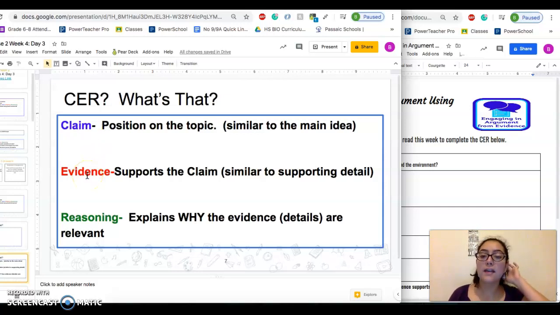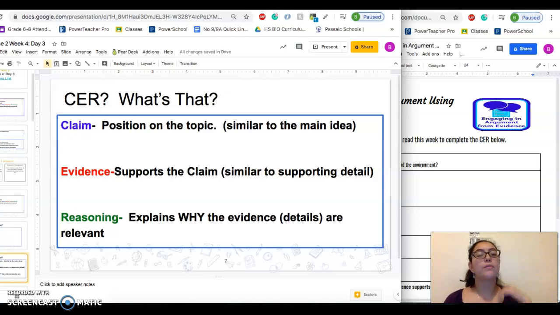Evidence. So the E is evidence. Your evidence supports your claim. So it's similar to the supporting details from yesterday. So you had your main idea and you had 3 supporting details. Just like that, it's also similar. Yeah, so your evidence supports your claim. Your evidence supports why your claim is the right claim, why your stance is the right stance, your position in the topic.